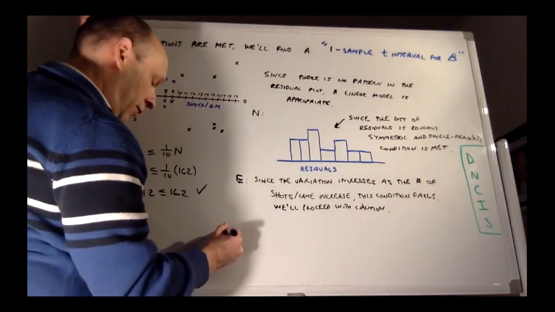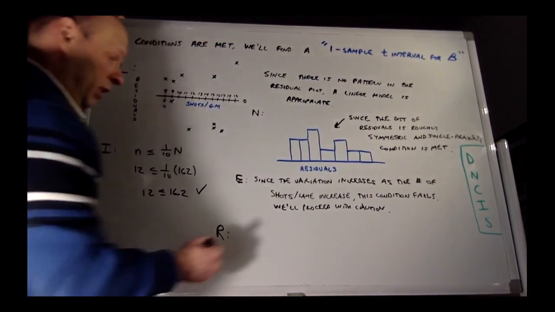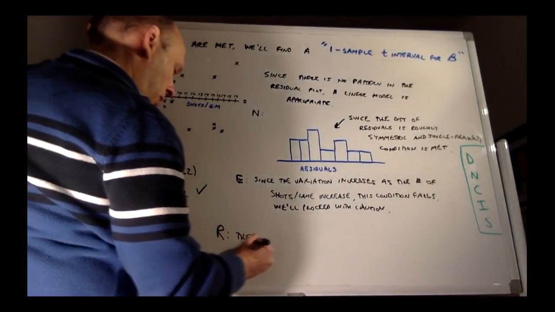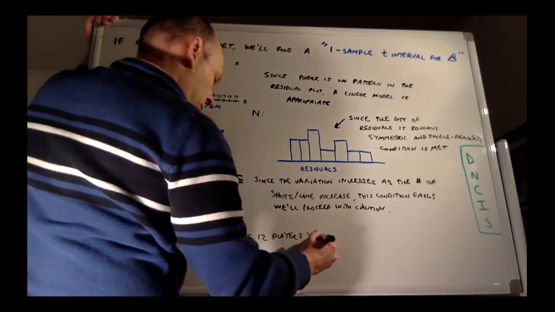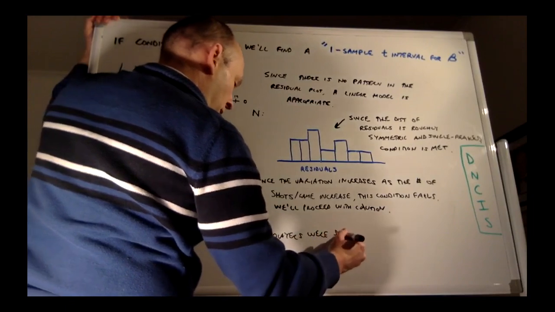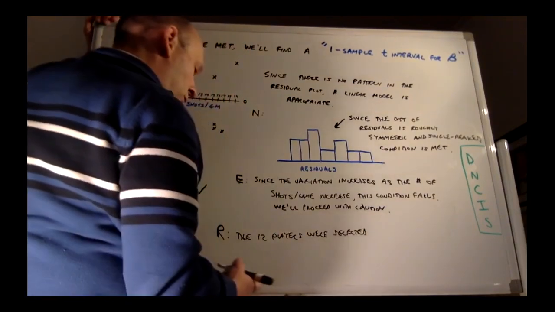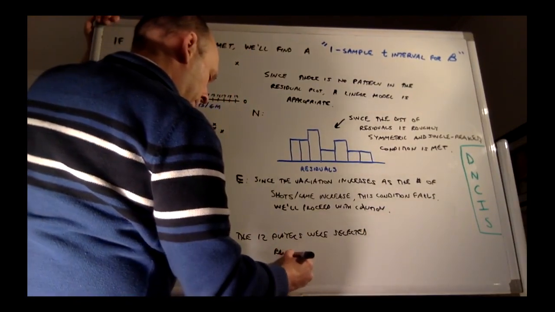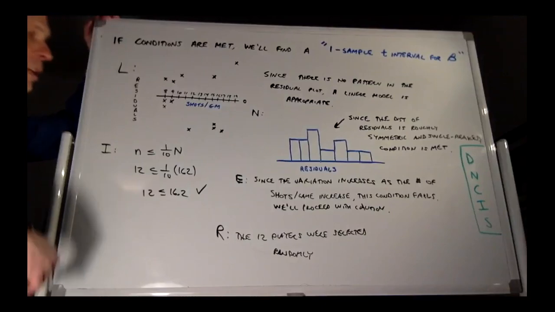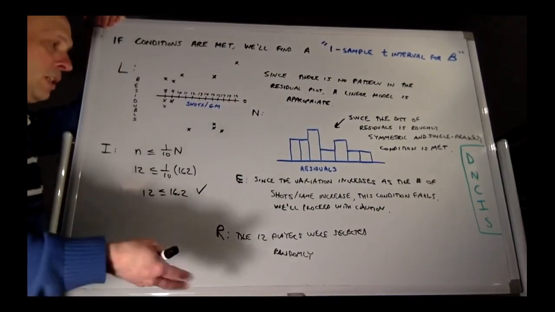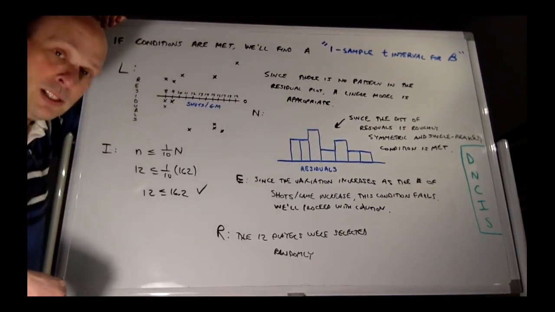Our final condition is R, random, and that is met, right? The 12 players were selected randomly. So I chose this set of 12 just like you did, using the calculator, doing it randomly. So the 12 players were selected randomly. Okay, so because one of these conditions failed, we're going to proceed anyway, but we're going to say we're going to proceed with caution. Because again, I'm not so sure I'm seeing that equal variance that I'd want to see in my residual plot.